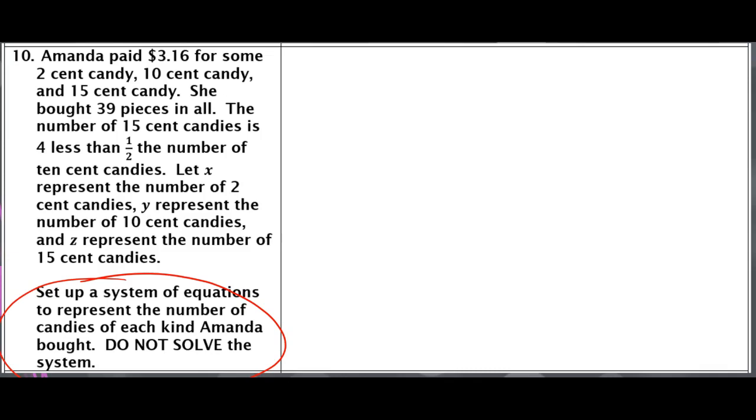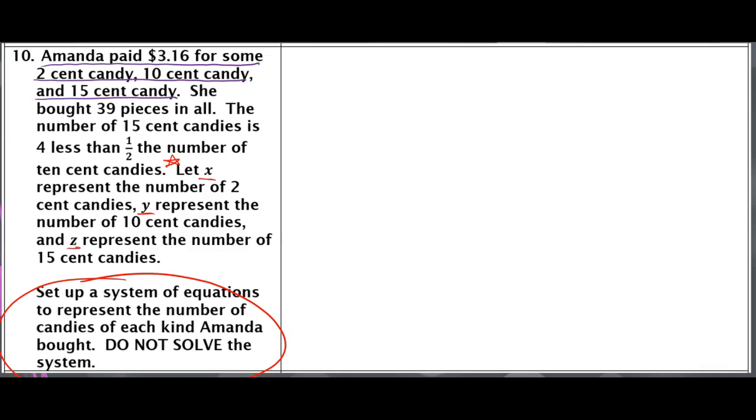So the first thing, I kind of want to work my way back up. If you look at the last sentence, starting right here where it says let, it tells us that X is representing the number of 2-cent candies, Y represents the number of 10-cent candies, and Z represents the number of 15-cent candies. So as we read this problem, we know what our variables are. All right, so let's take a look at the first sentence. Amanda paid $3.16 for some 2-cent candy, 10-cent candy, and 15-cent candy. So that first sentence represents our first equation.